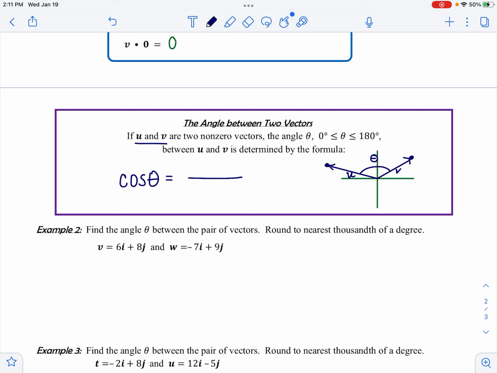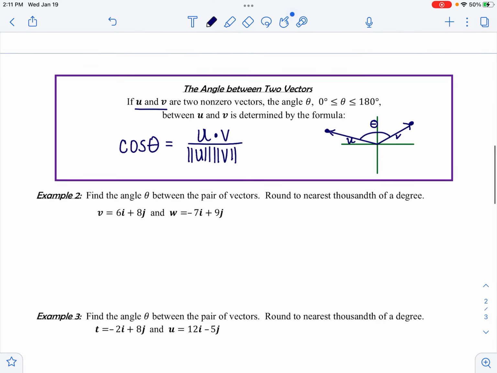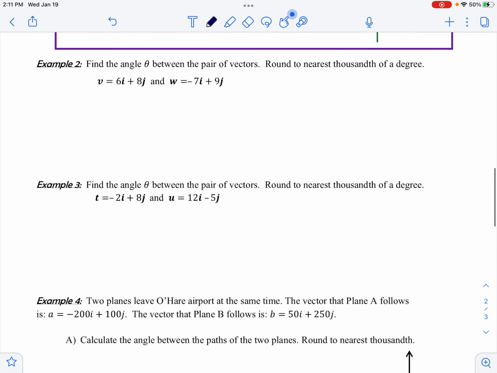Cosine of theta is equal to the dot product of u dot v, and then you divide that by the magnitude of u times the magnitude of v. This is actually a manipulation of the law of cosines, for side angle side, but we're just going to say that's the formula instead of me showing the manipulation. Maybe I'll show the manipulation in class.